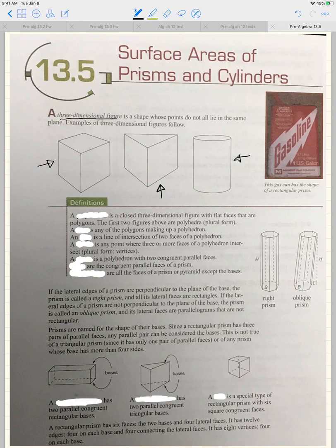Now, let's talk about some definitions that are applicable to 3D figures, all right? So first of all, a polyhedron. A polyhedron is a closed three-dimensional figure with flat surfaces that are polygons. The first two figures above are what we call polyhedra. That's the plural form. So here, this is a polyhedron, and so is this one right here. The reason that our soda can figure is not is because it does not have flat faces, and we will come back to that, okay?